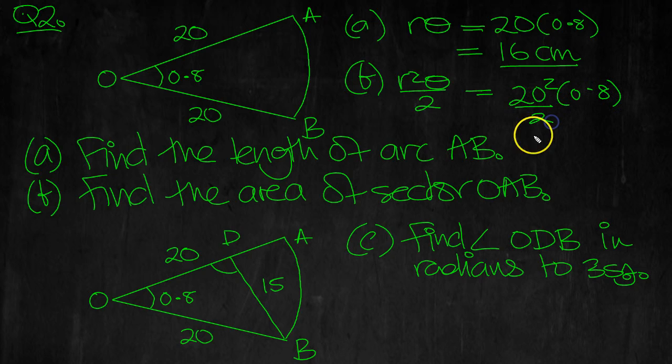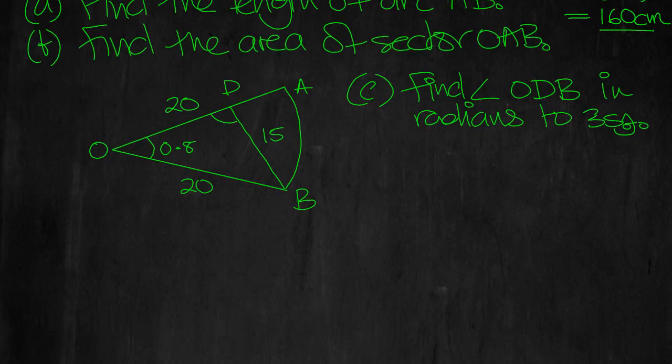divided by 2. 400 over 2 is 200 times 0.8. 100 0.8s are 80, and there's two lots, so that's 80 and 80 is 160 centimeters. So that's part B. Now part C.